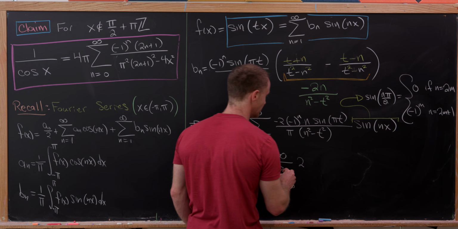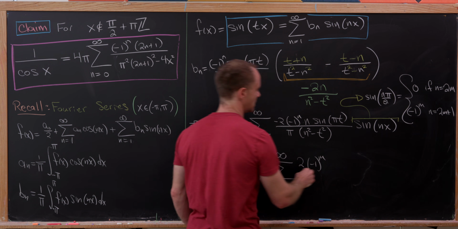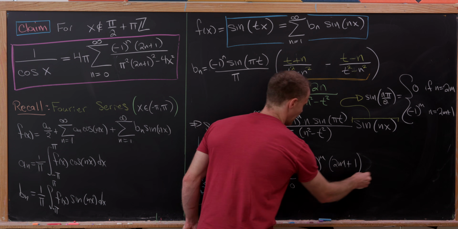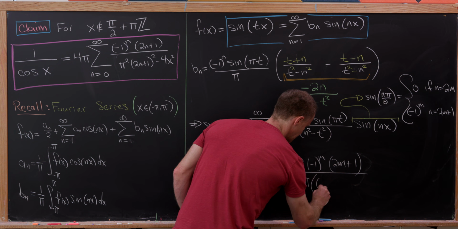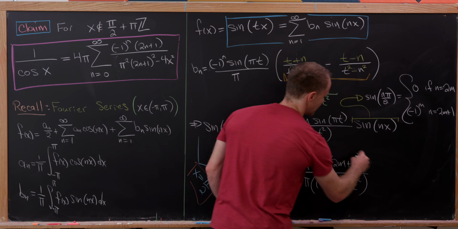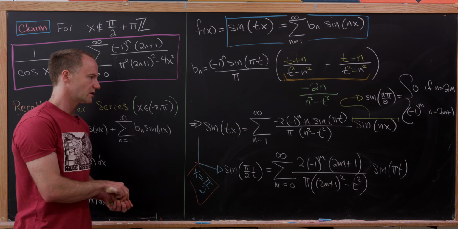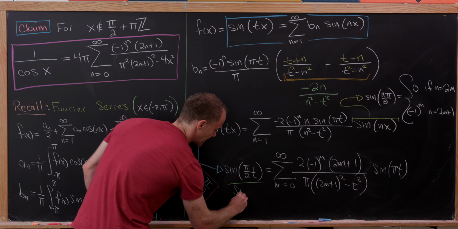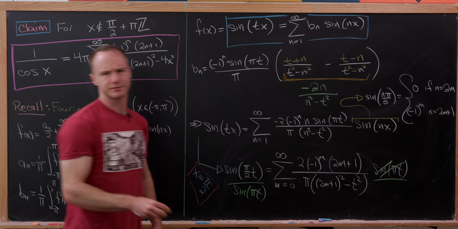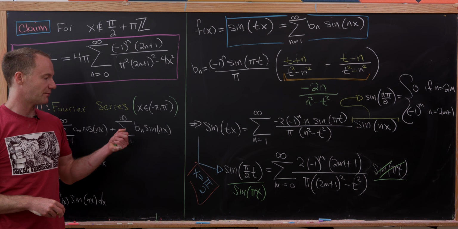So that means we have 2, and then we'll pick up this minus 1 to the m, that's a new minus 1, and then here we'll have 2m plus 1, that'll be for this n, and then that's going to be all over pi times 2m plus 1 squared minus t squared, and then times sine of pi times t from this term right here. So next up, we'll divide both sides by sine of pi times t, and that'll help work towards our next step.